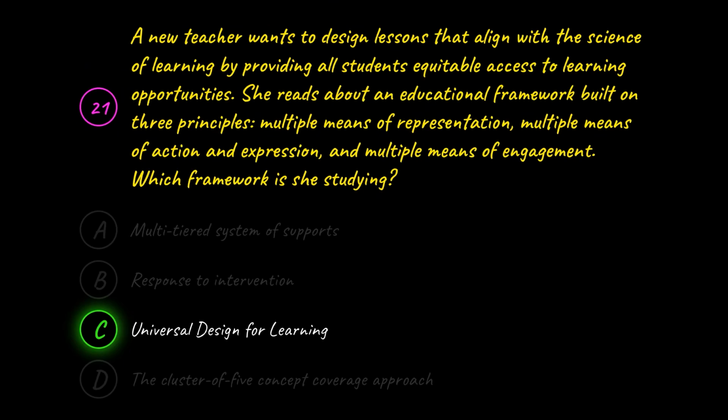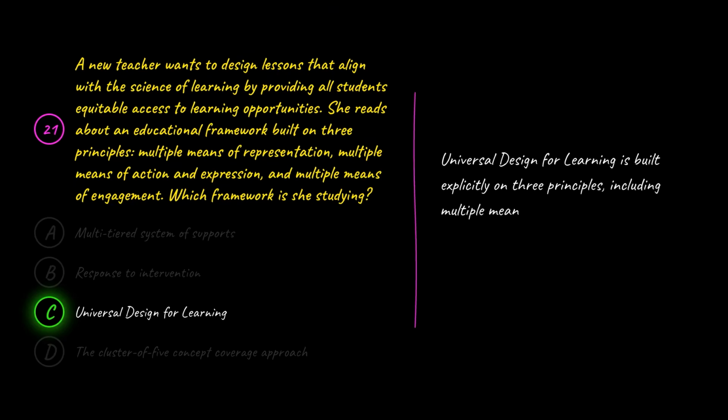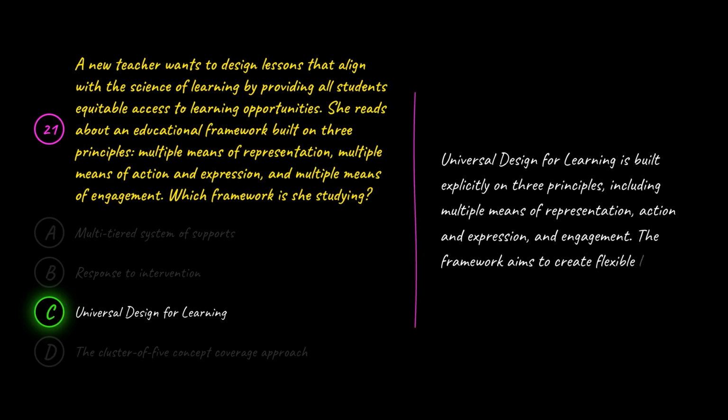The correct answer is C. Universal design for learning. C is correct because universal design for learning is built explicitly on 3 principles, including multiple means of representation, action and expression, and engagement. The framework aims to create flexible learning environments that accommodate differences across students.